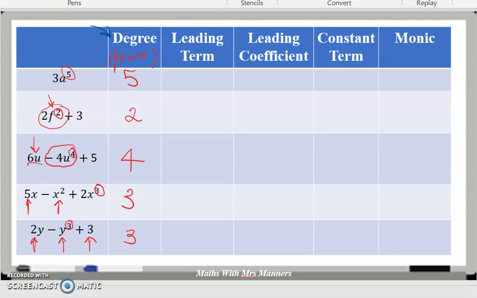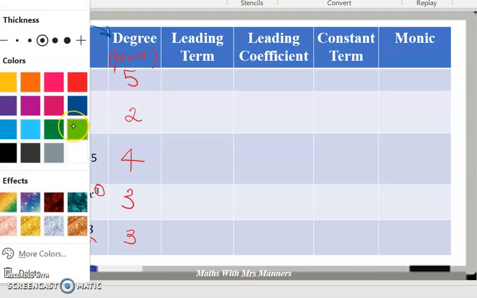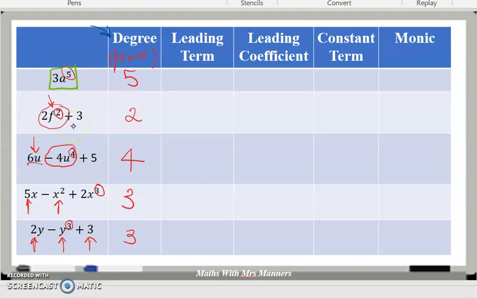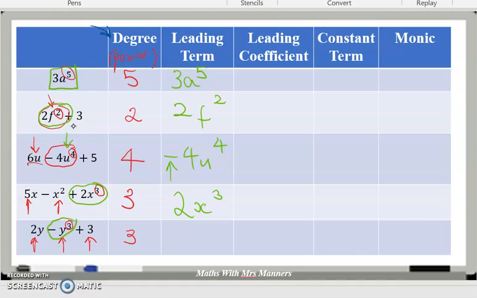The leading term is known as the term which contains the highest power. If I go back to all these expressions and look for the term containing the highest power, well, this one only had 1 term, so that means the leading term must be 3a to the power of 5. When I want the leading term, I take the entire term that contains that highest power. And don't forget to take the sign as well. The sign belongs with that term to the right of it. Over here is the term with the highest power, so I'm going to write down 2x cubed. And over here is the term with the highest power, so I'm going to write minus y cubed.